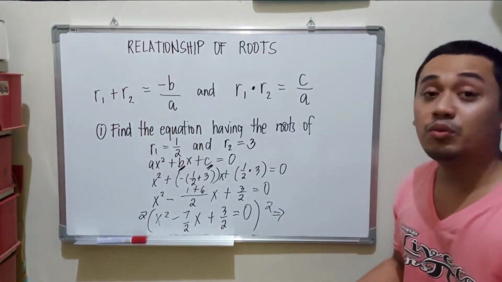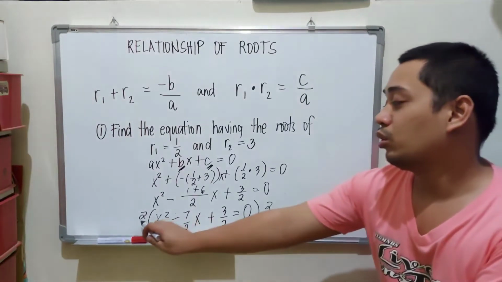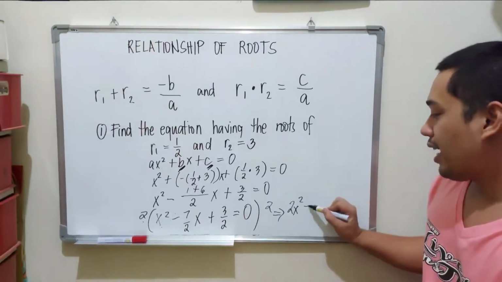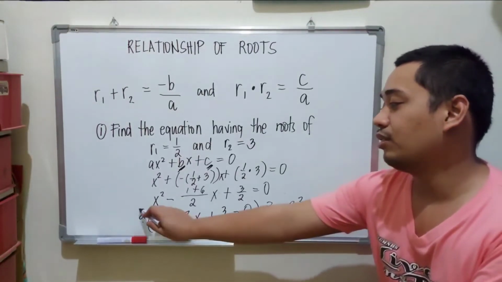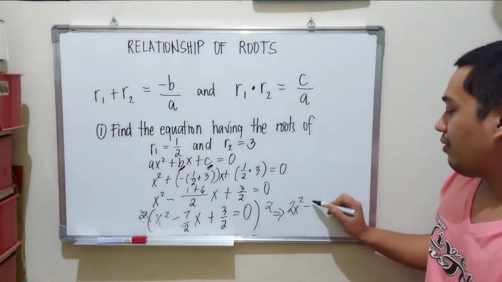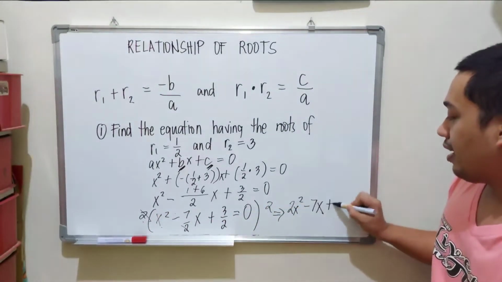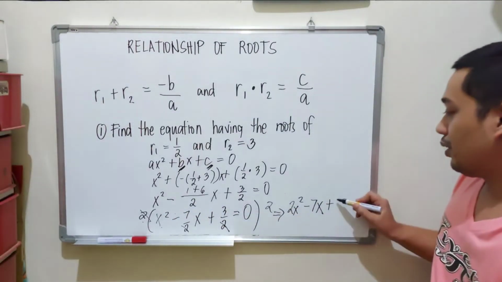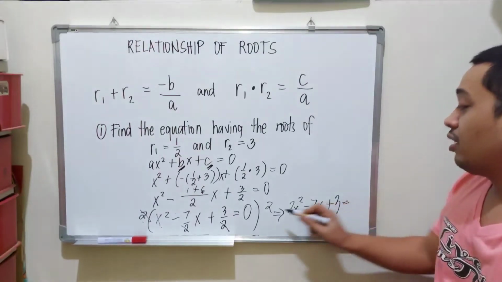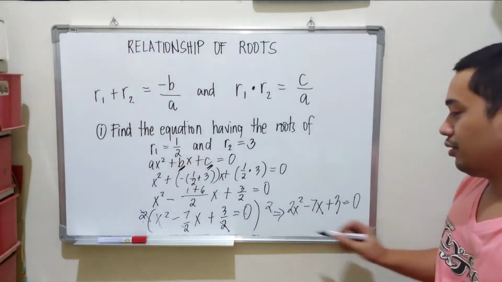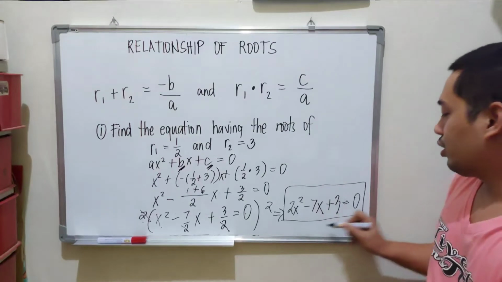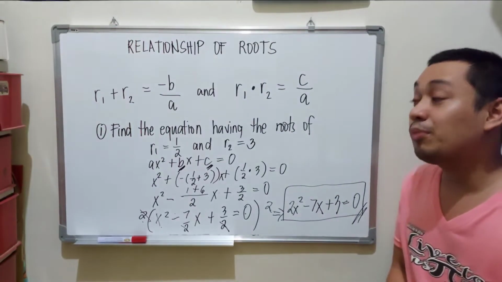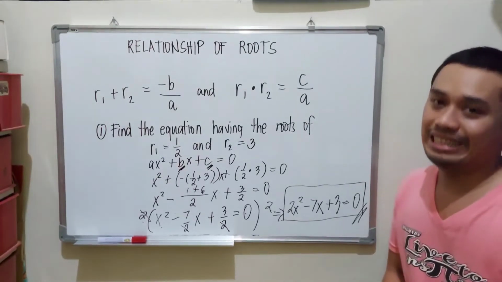So, alternatively, we can have an answer equal to 2 times x squared, which is 2x squared, minus, cancel na to, diba? So, we have negative 7x plus, cancel na rin yung 2 sa denominator, which is 3 na lang siya, equals 2 times 0, 0. Then, this will be the final form of the quadratic equation based from our roots 1/2 and 3.